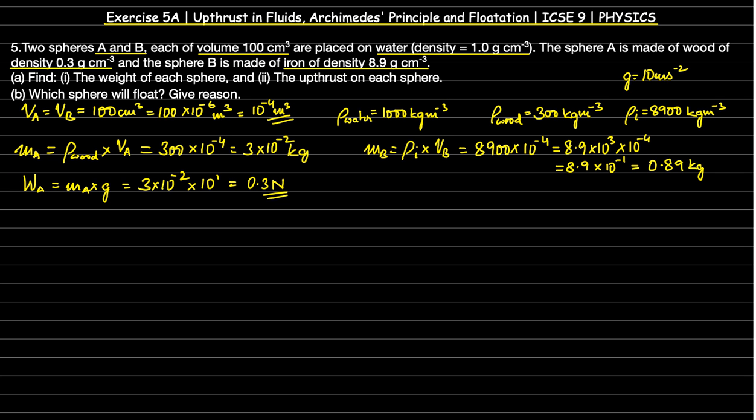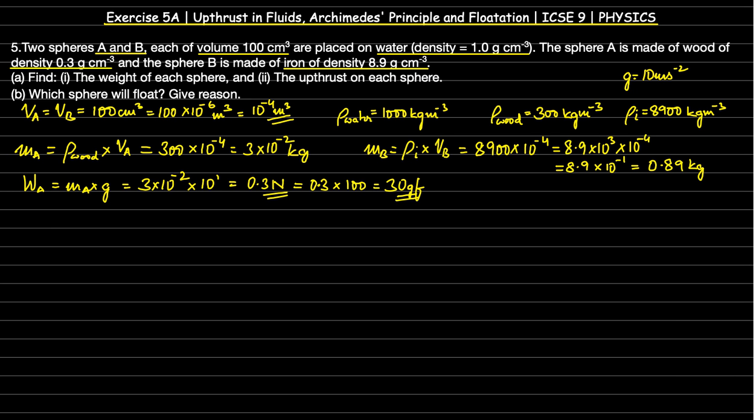Now since the textbook answer is given in gram force, we can convert this to gram force. So for converting Newton to gram force, we multiply by 100. Please remember that whenever we convert Newton to gram force, we multiply by 100. So 0.3 into 100 gives me 30 gram force. So we have got weight of A as 30 gram force.